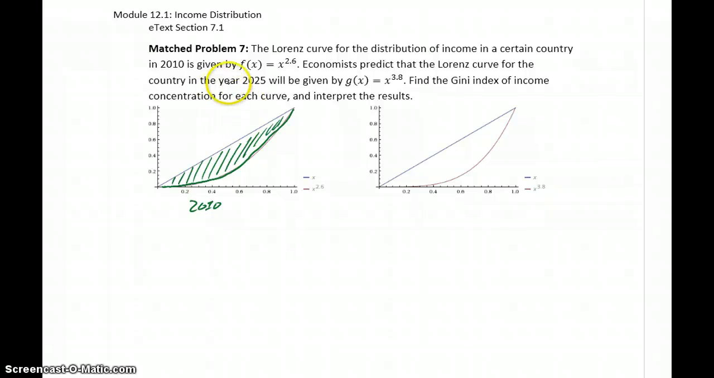And then we also want to take a look at what's happening in 2025. So now we have a predicted Lorenz curve for the future of this country. So we're going to want to look at this area multiplied by 2. And then what it's asking us to do is, after we find that Gini index, interpret the results. So essentially what we're looking at is this area versus this area. Which one is larger, and what does that mean in terms of what's happening for the future of this country?